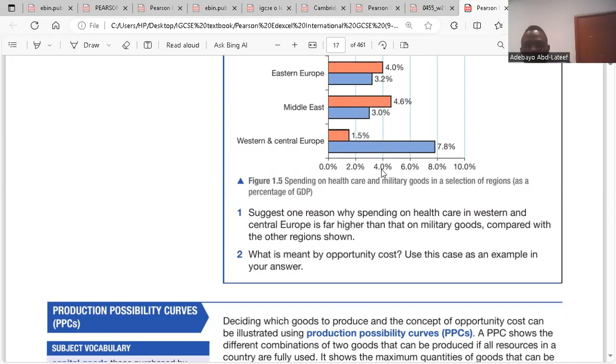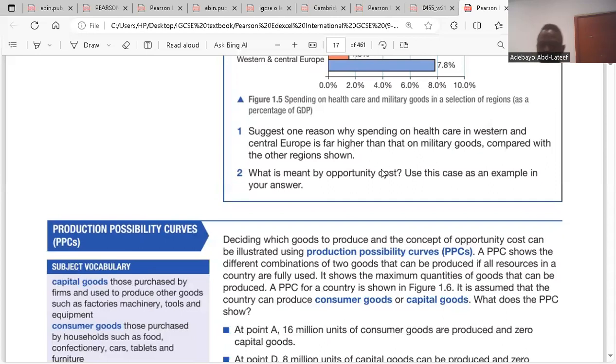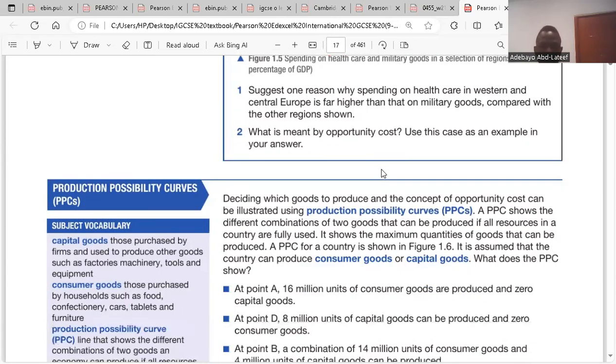Then the second question says, what is opportunity cost? Use this case as an example in your answer. First you have to define opportunity cost, which is the next best alternative forgone. Based on this case study, spending on military goods will mean that you won't be able to spend on a merit good like healthcare. Is it clear? Yes. So go to the production possibility curve. Are you there? Yes.